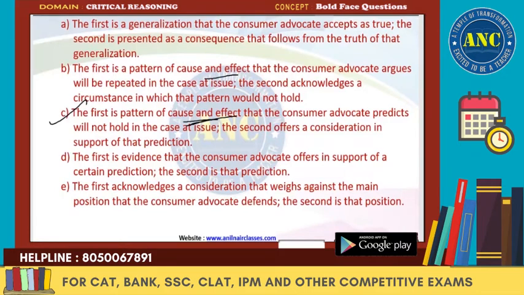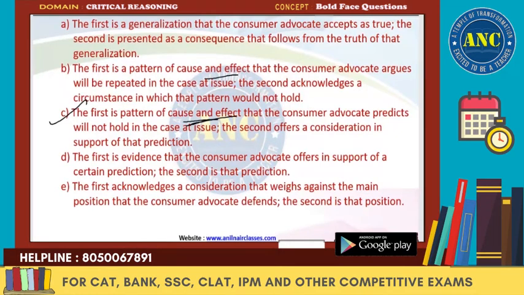Option D: the first is evidence that the consumer advocate offers in support of certain predictions. The second is that prediction. Here the advocate does not use the first boldface portion in support of any prediction, and instead concedes that it runs counter to the advocate's own prediction.